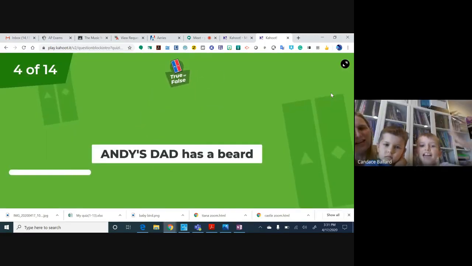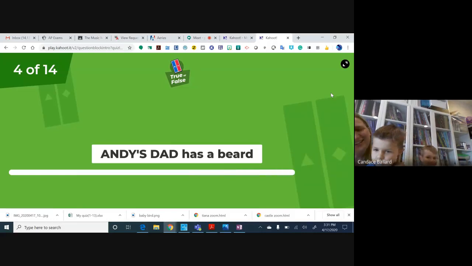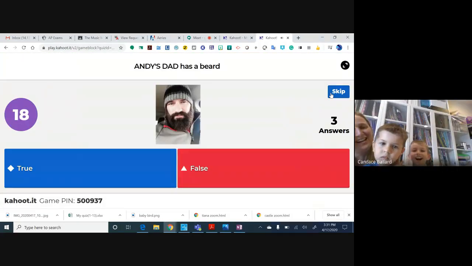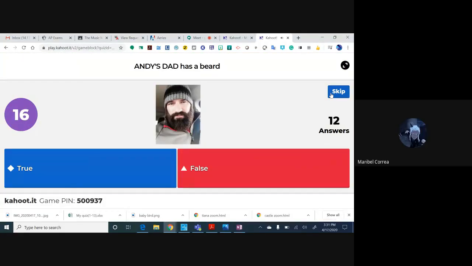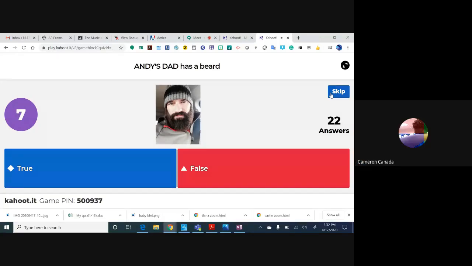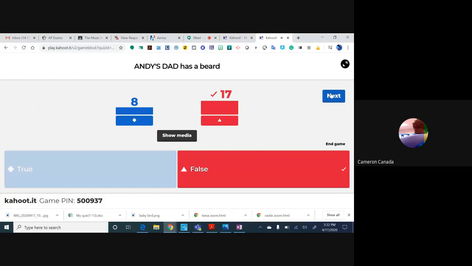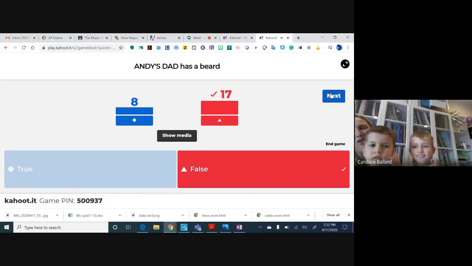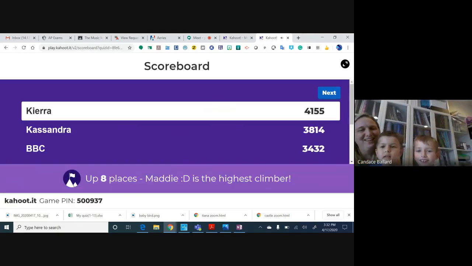True or false? Andy's dad has a beard. Oh my god. That's not a picture of Andy's dad. How do we, what are we supposed to do? I don't know, I guess. He works at an office, so maybe not. We probably say false. That was good reasoning, Cameron. He has a little bit of hair on the side, but here. All right, keep it going. Keep it going. Okay, all right.